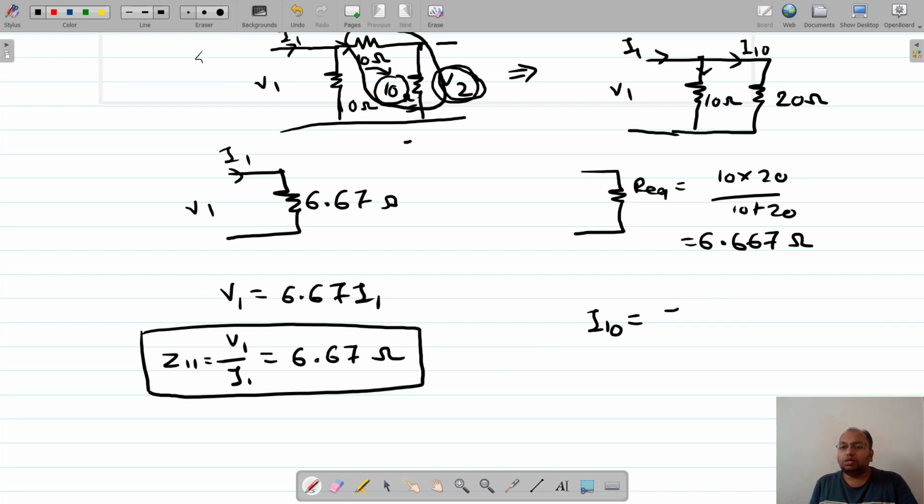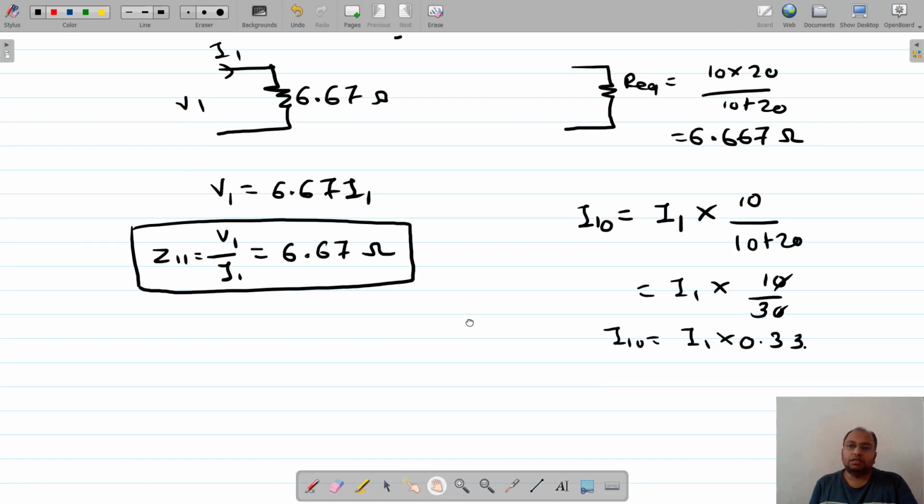So the total supplied current is I1 multiplied by the opposite resistance. Let us say this is nothing but my opposite resistance, that is 10 ohm, divided by the total resistance. Now what will the total resistance be? 30 ohm, 10 plus 20. Is that fine? So I1 into 10 by 30, so it is 1 by 3. So I1 into 0.333, and this is nothing but my I10.